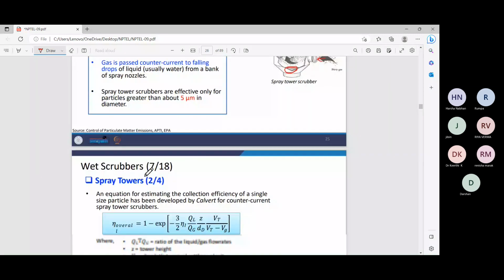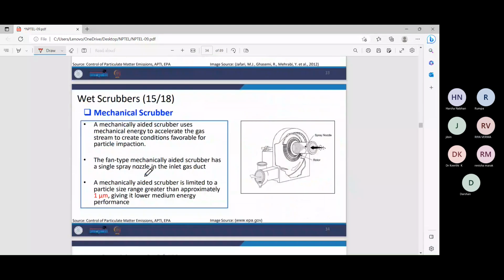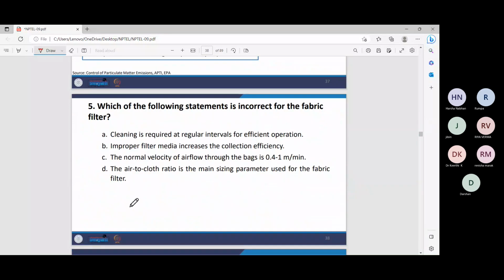Now, the next question. Which of the following statements is incorrect for the fabric filter? First, cleaning is required at regular intervals for efficient operation. Then, improper filter media increases the collection efficiency. The normal velocity of airflow through the bags is 0.4 to 1 meters per minute. The air to cloth ratio is used for the fabric filter. Which is the incorrect statement?